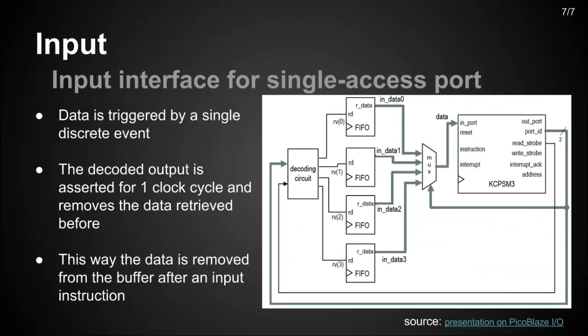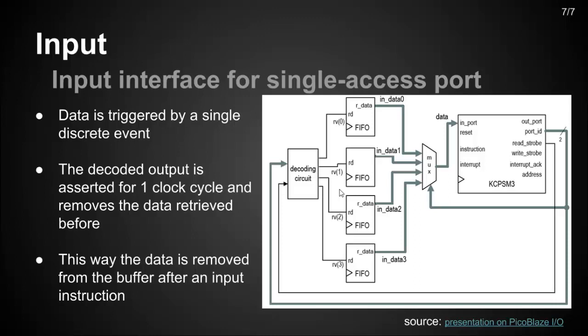So, as I already said, the input can be classified in 2 ways: continuous access port or single access port. Continuous access port we saw in slide number 5, and now we're moving on to single access port. In the case of a single access port, the data is triggered by a single discrete event, such as receiving a character in the UART buffer, for example, and because of that triggered data, this interface needs a mechanism able to remove the data retrieved from the buffer at the end of the input instruction.